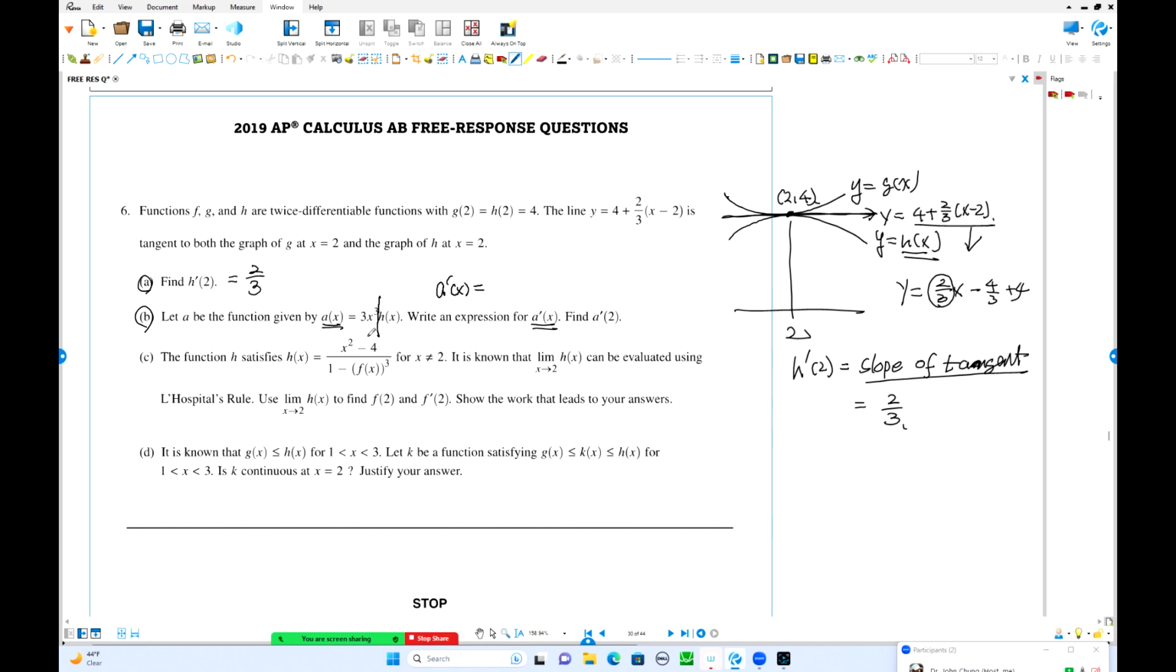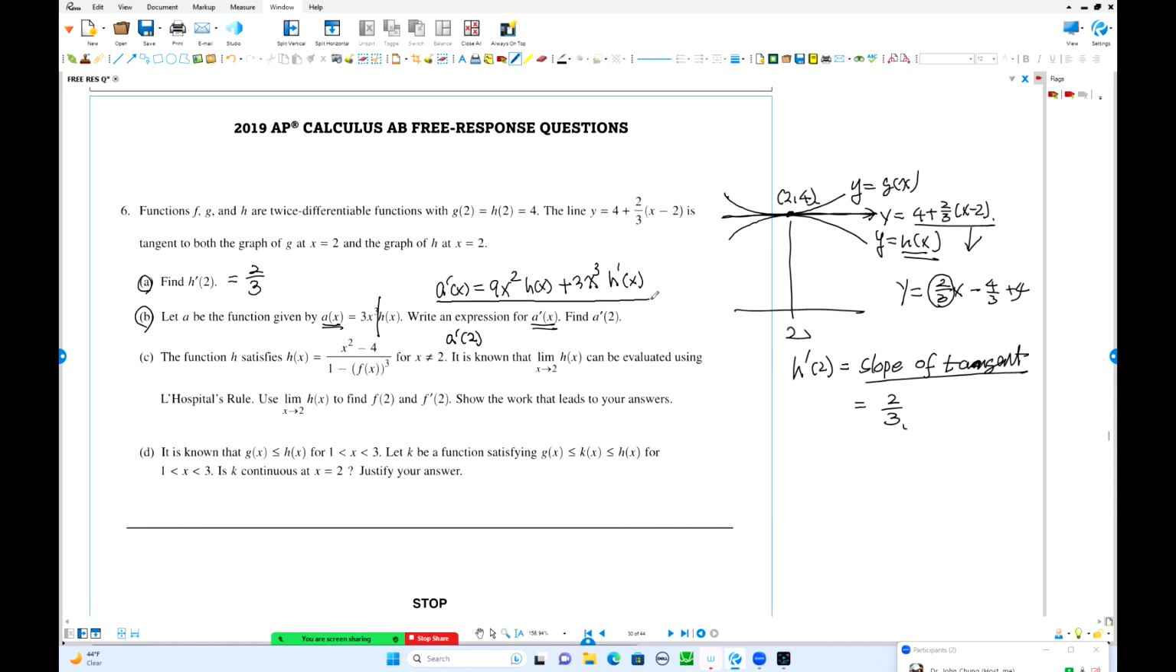We have two functions multiplied, so we apply the product rule: derivative of the first times the second. The derivative of the first is 9x squared, times the second one. Then don't touch the first one, and take the derivative of the second, which is h prime of x, isn't it? Now put the number in, when x is 2. So a prime of 2 is how much? This is the answer.